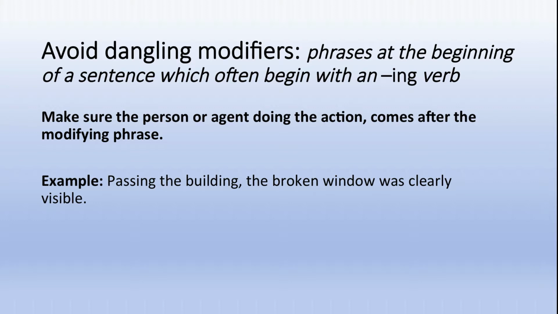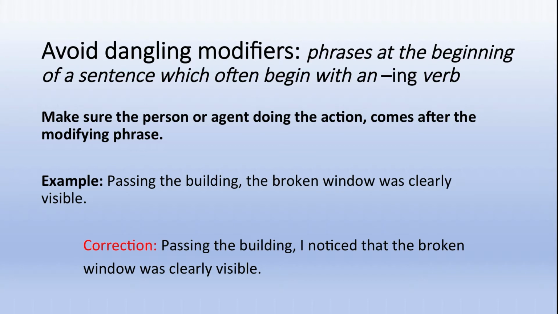In the example, passing the building, the broken window was clearly visible. It seems as if the broken window is passing the building. To correct this sentence, you need to add information about who is passing the building. Passing the building, I noticed that the broken window was clearly visible.